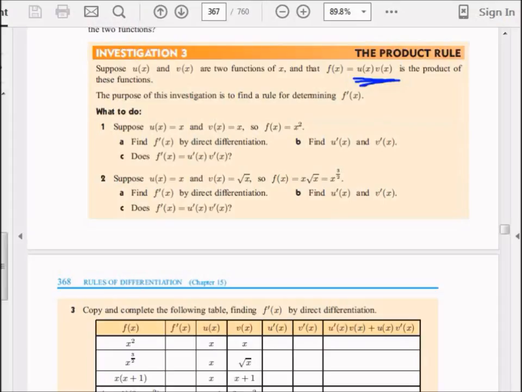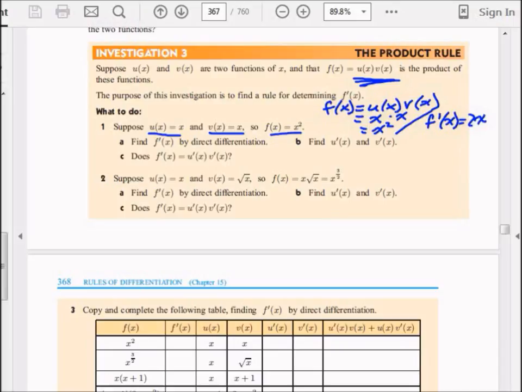All right, so number 1. Suppose u of x equals x and v of x equals x. So f of x would equal x squared. If we substitute it in, we know f of x is u of x times v of x. If u of x just equals x, so that's x, and v of x just equals x, that's multiplied by x. In other words, that's x squared. So that's where this comes from. Find the derivative by direct differentiation. In other words, from this, we know that the derivative here is 2x.